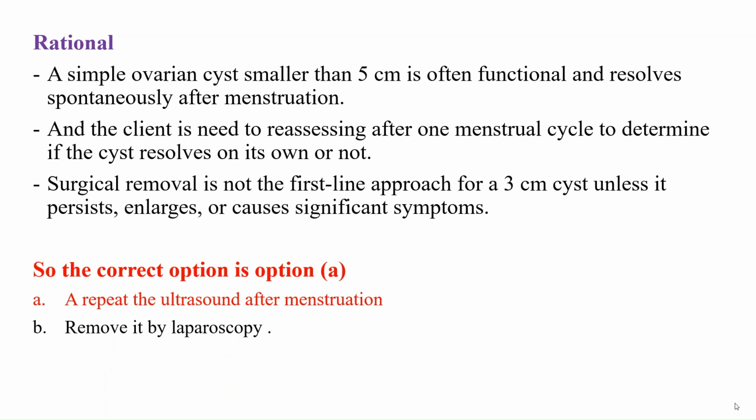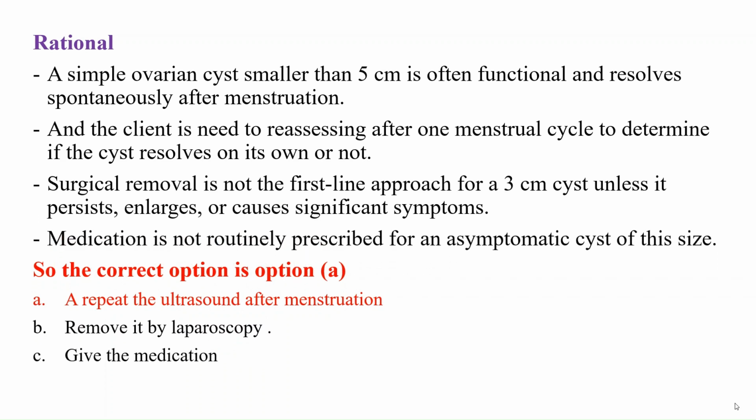Surgical removal is not the first line approach for a 3 cm cyst unless it persists or enlarges or causes significant symptoms. And medication is not routinely prescribed for an asymptomatic cyst of this size. None of the above is not correct.